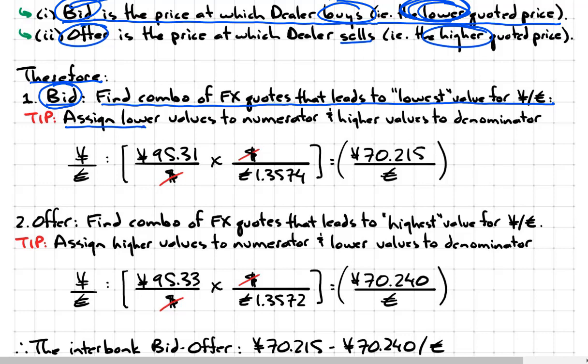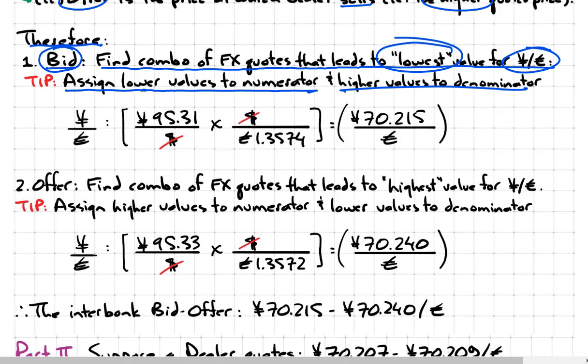So what we're going to do is put the lower values in the numerator and the higher values in the denominator, because when we do that, it leads to the lowest possible value for the combined ratio. That's all it is. So even if you don't know anything about currencies, this is a rudimentary algebra exercise on ratios. It's like your teacher saying, here are two ratios, find the combination that gives us the lowest value.